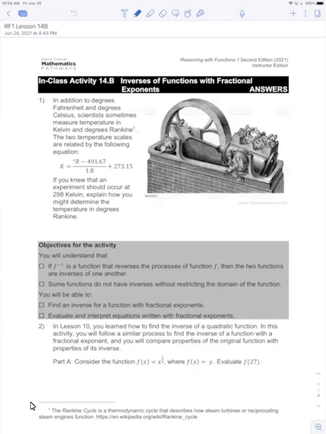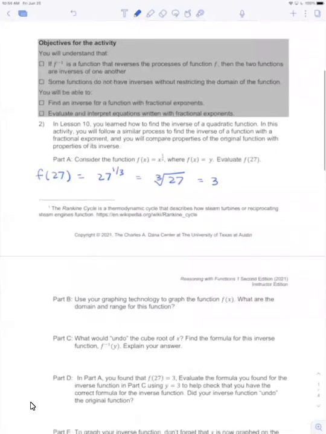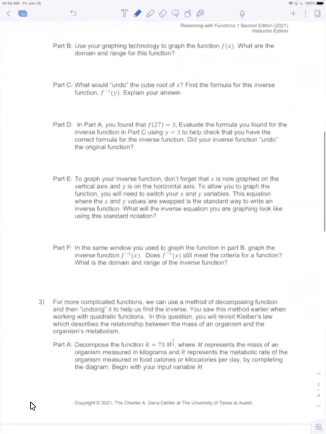Evaluate f of 27. So if we were going to evaluate f of 27, we know the x would be replaced by 27. So we have f of 27 equals 27 raised to the 1/3 power. And we know the 1/3 power is like taking a cube root, so the cube root of 27 is going to be 3. Let's move the screen up. That was part A. Let's do part B.